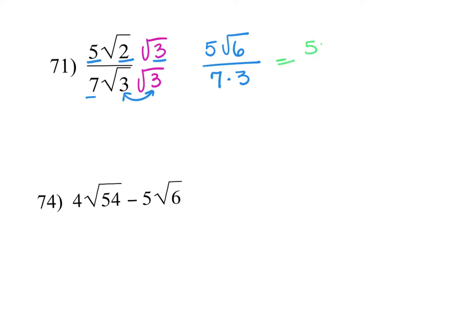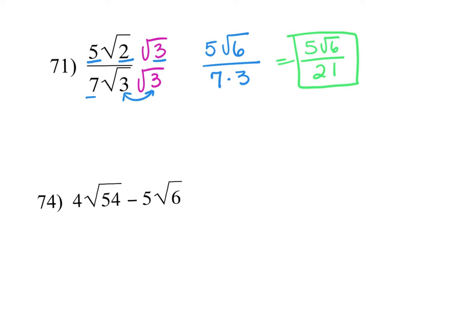I can simplify the bottom, though. So my 5 square root of 6 stays the same. 7 times 3 is 21. I cannot reduce the 5 and the 21 because they don't reduce. Why can't I reduce the 6 and the 21? 3 goes into both of them.